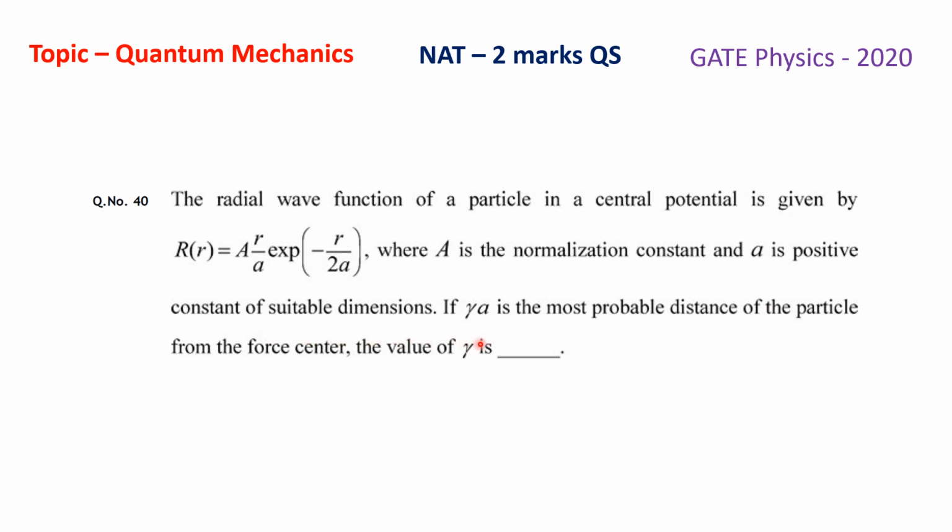If gamma a is the most probable distance of the particle from the force center, the value of gamma is, so we have to find the value of gamma so that gamma a is the most probable distance of the particle from the force center in this question. Let us see how to solve this problem.